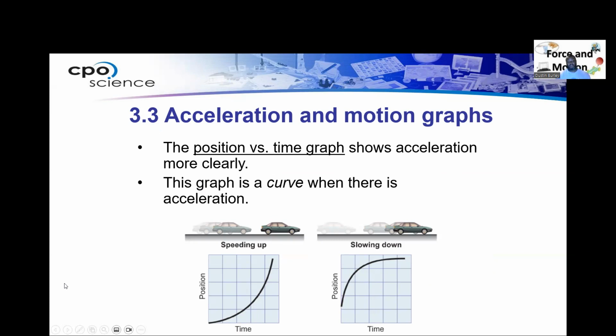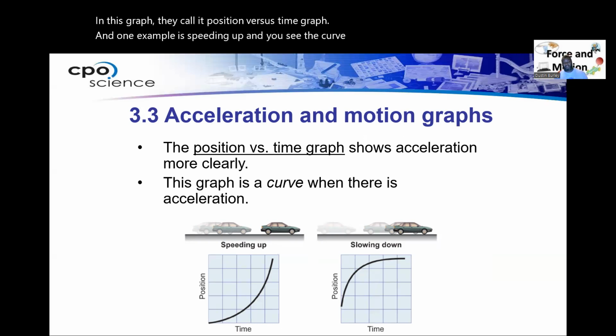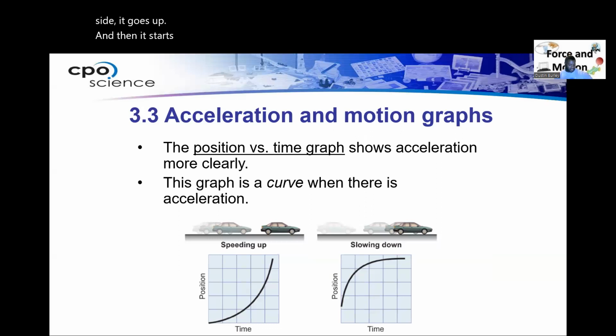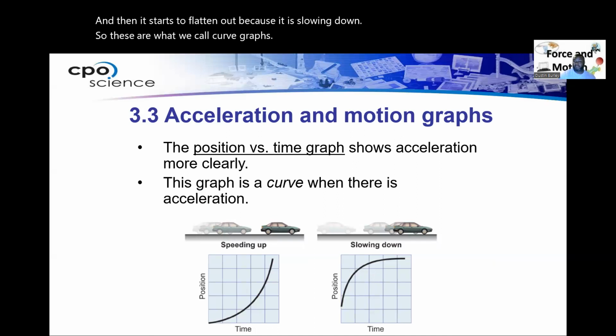So in these examples, it shows that in this graph, they call it a position versus time graph. One example is speeding up, and you see the curve is going from the bottom and rolling around up. And then you see the curve on the opposite side, it goes up and then it starts to flatten out because it is slowing down. So these are what we call curve graphs when they're acceleration, but curve graphs are also used for other stuff.